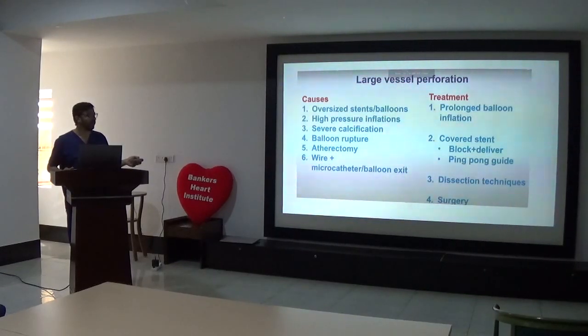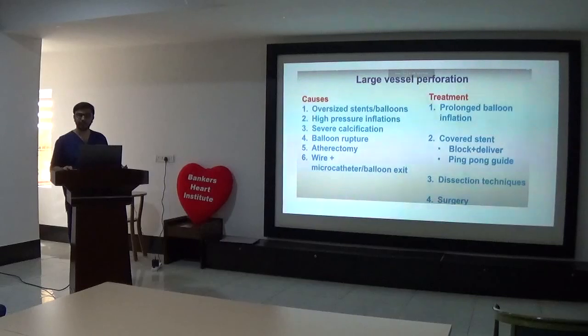So what we have to do is treat with balloon inflation first, and second, a cover stent. Balloon inflation, as I already mentioned, is at the site of perforation or proximal to the site, with low atmospheric pressure for 15 to 20 minutes. The second thing we can do for a large vessel is put in a cover stent. So there are two techniques: block and deliver, and ping pong guide.